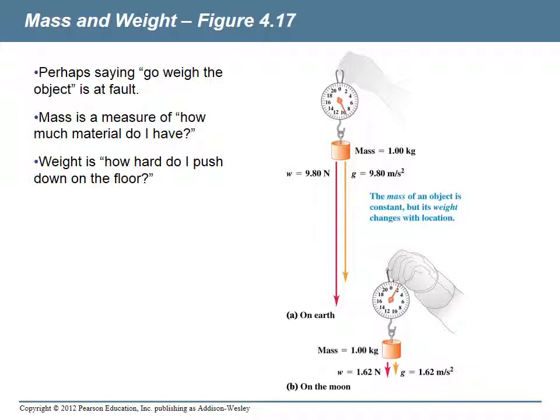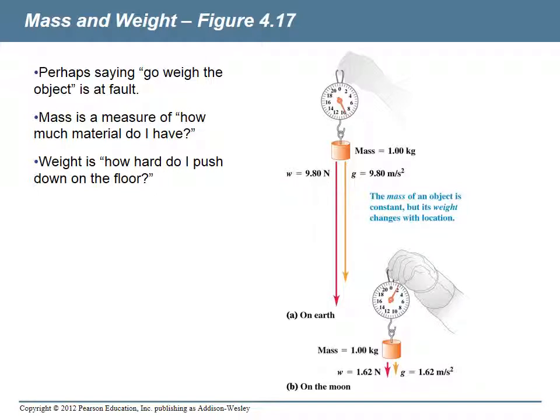Weight could be how hard I push on the floor, or how hard I pull down on a scale. So let's look at a couple different examples. If we're on Earth, and we have a mass of 1 kilogram, the acceleration due to gravity on Earth is 9.8 meters per second squared. So I know that weight is mass times gravity, so that's 9.8 newtons.